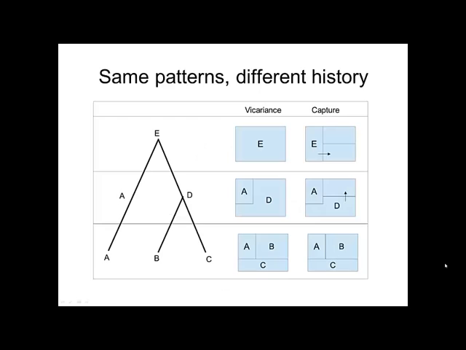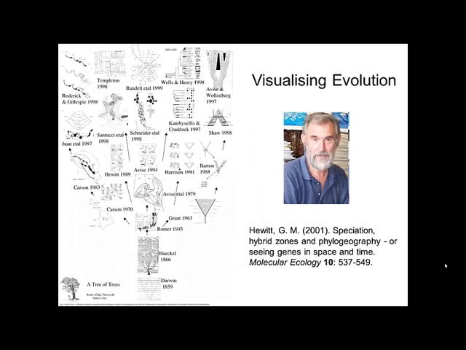Right, okay. This is the same thing. This is showing how the same end pattern, in a simple example, can arise from different histories. We've got one tree, here's our ancestor, split into A and D, and then D split into B and C. It's showing that we can end up with the same end result through different histories. So we can't take the present pattern and automatically rewind history to understand history.